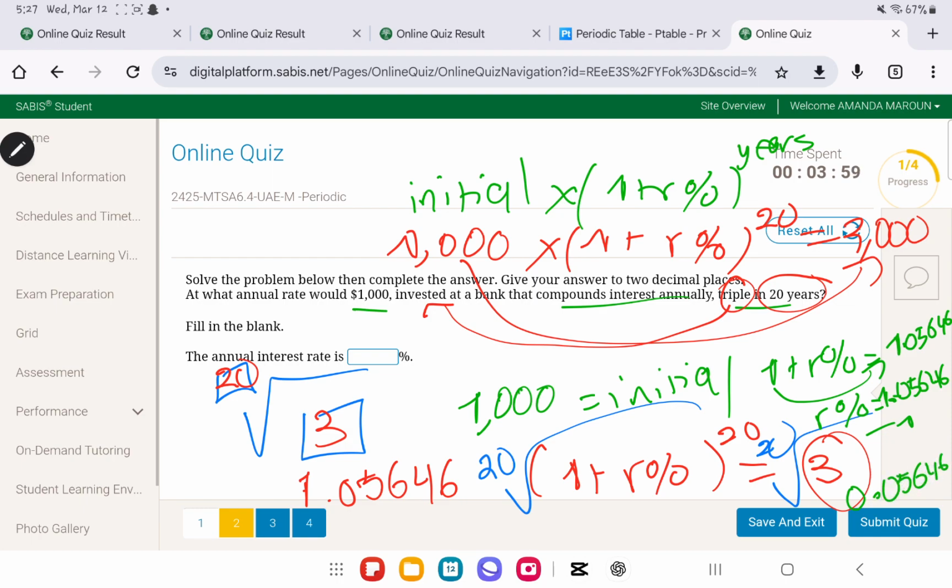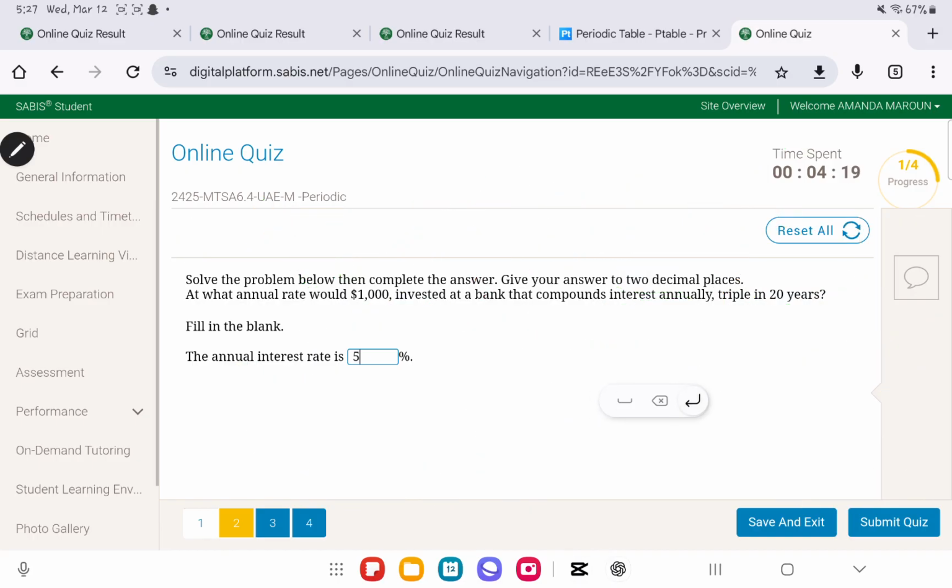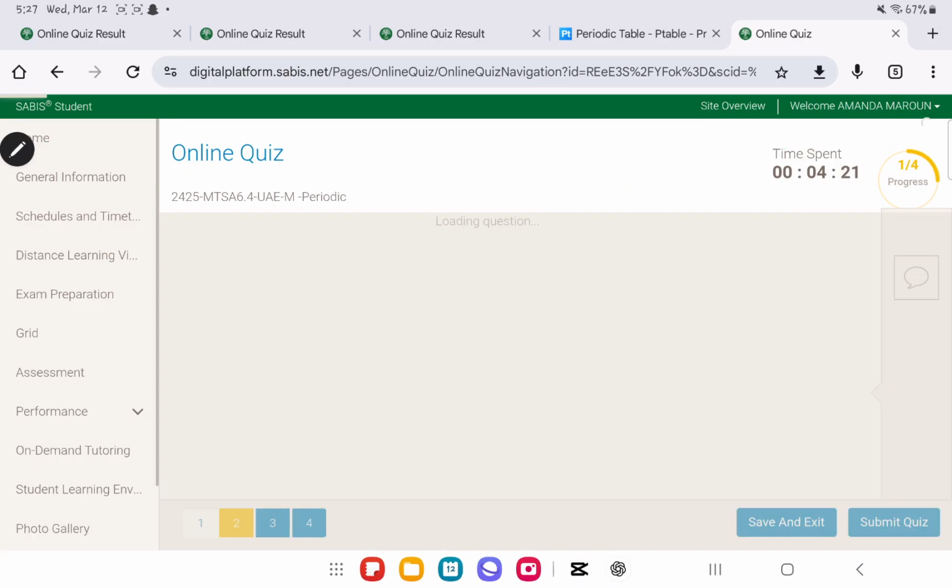0.05646. Now, because you need it as a percentage, you are going to multiply it by 100%, and you get 5.646. They needed what? They needed 2 decimal places. So 5.646 rounded to 2 decimal places becomes 5.65. So the answer is 5.65.